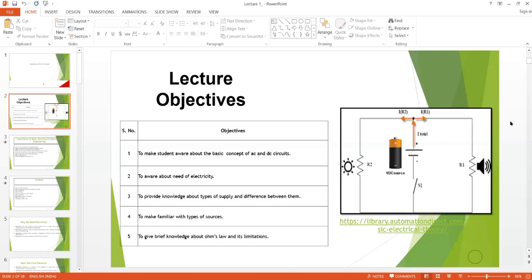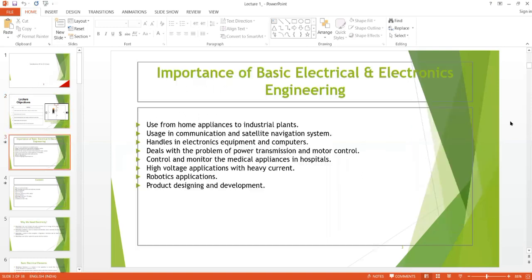We will also deal with different types of supply, AC and DC supply, and different types of sources. In the last, we will discuss Ohm's law. When we talk about the importance of basic electrical and electronics engineering, this question is normally asked, because in this video we will talk about electrical and electronics only. Whether we are from the CSE branch, mechatronics, mechanical, or any other branch, they ask why we are going to study basic electrical and electronics engineering.